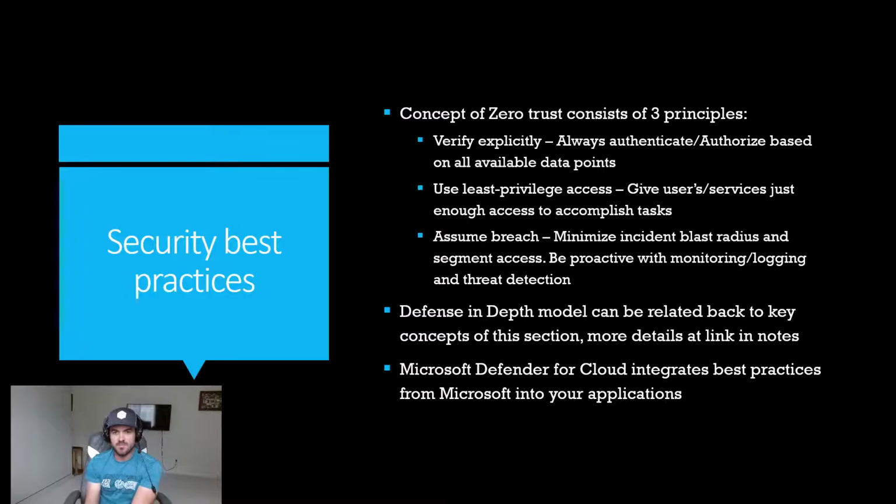Assume breach, so if something happens, minimize the blast radius and segment access, right? Or if something fishy's going on, be proactive with monitoring and logging and threat detection. Right? Do something about it. Don't wait until it's a full-blown attack and your entire infrastructure is bugged out. Be proactive. Assume something's going on if something seems off.